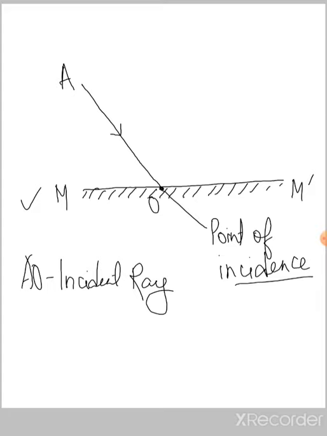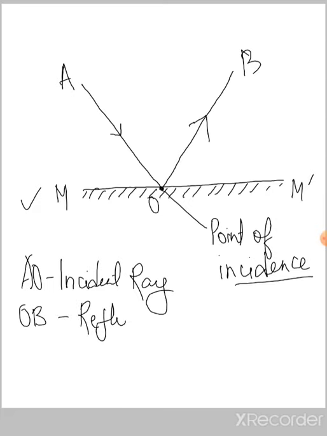All right. Now after striking here at point O, it gets reflected back, bouncing back. It is going back, so the arrowhead should be in this direction. It is going that way. Okay, and if this is B, my OB will be my reflected ray. What do you call it? Reflected ray. Understand? Now let's come to the third one, that is normal.